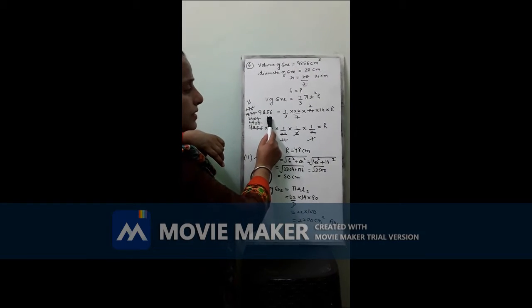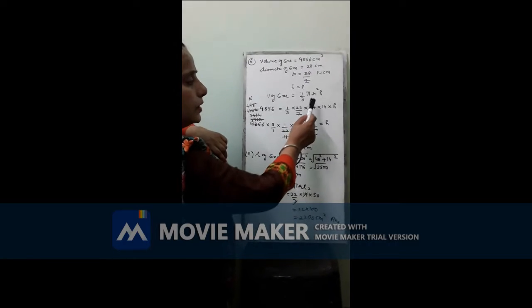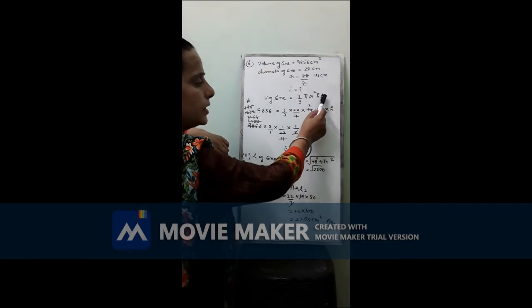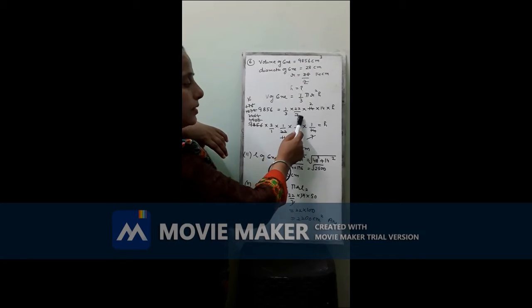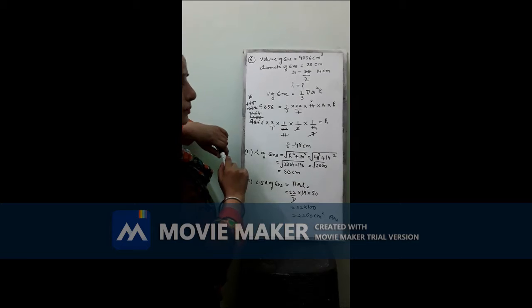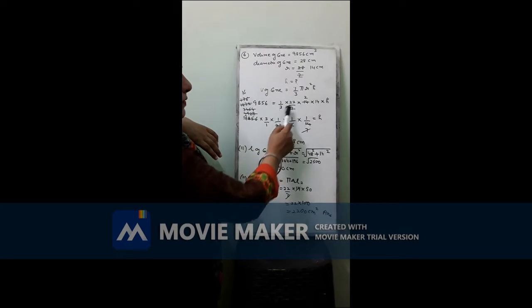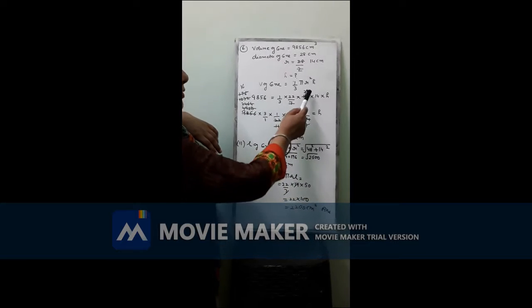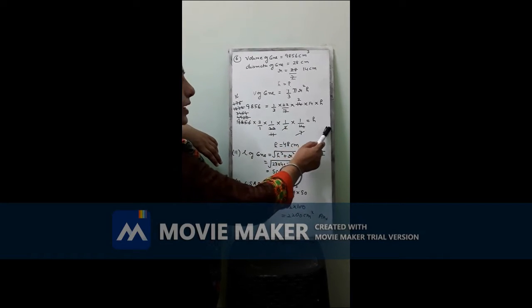Volume is 9856. 1 upon 3 pi is 22 upon 7. R square is 14 into 14 and height is h. Do the cutting on the table of 7. 7 2s are 14. This 1 by 3 will become 3 by 1. 22 will become 1 by 22. 2 will become 1 by 2 and 14 will become 1 by 14 into h.